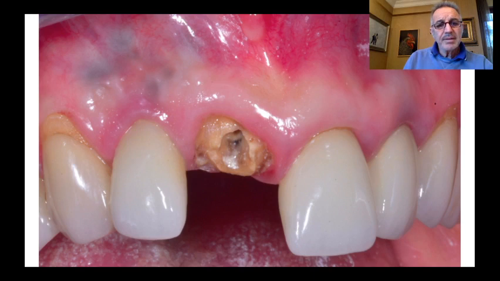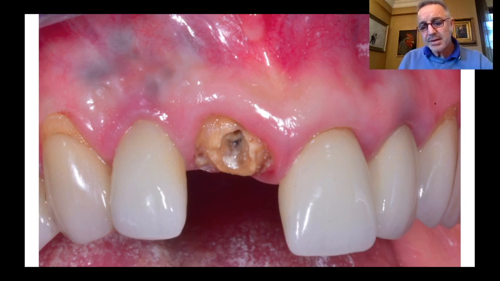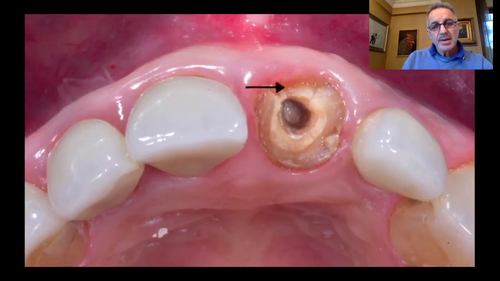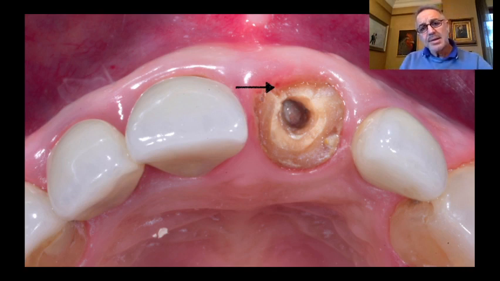Then after discussing the situation with the patient, I decided to extract the tooth, place an implant, and perform a soft tissue augmentation in the same session. So this is the situation. You can see the fracture line better on this occlusal view, and as you can see, the fracture line goes beyond the soft tissue. So that's why I decided not to do another fiber post or something like that.